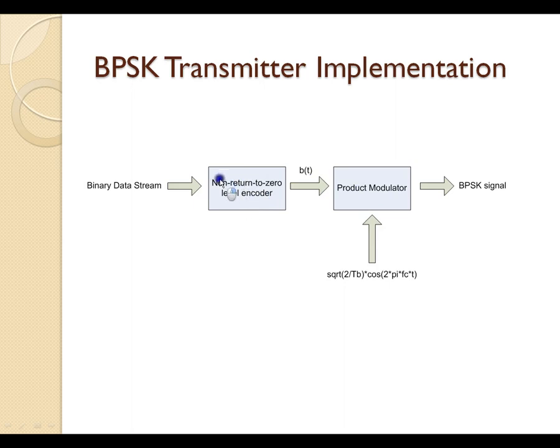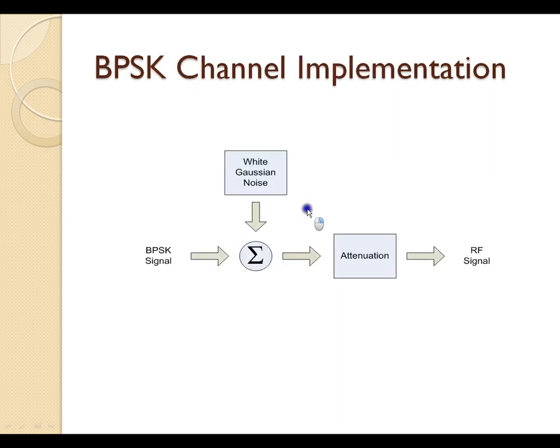The non-return to zero turns the bit stream into values between -1 and 1, depending on the logic. If it's a logical 1, then it's a positive 1, and if it's a logical 0, then it's a -1. So that's how the transmitter was implemented in MATLAB. We'll have more details later on the results and what functions we used to generate each of these blocks.